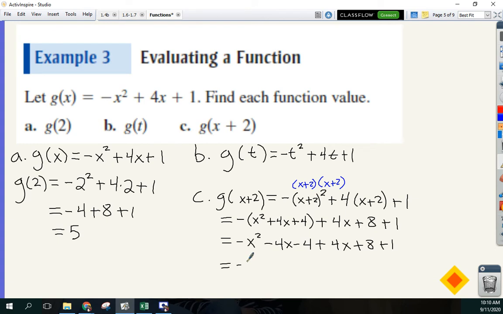Our last step is to simplify any like terms. I have a negative 4x, a positive 4x, so those are going to reduce to 0. And then I have a minus 4 plus 8 plus 1. So negative 4 plus 8 gives us 4, and then plus 1 gives us 5. So that would be my answer. I don't have any other like terms, and so I'm done.